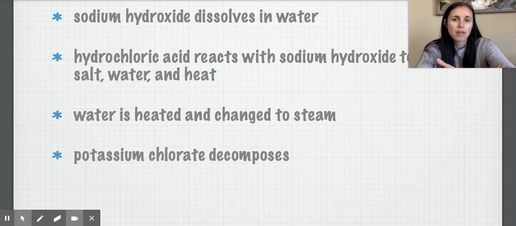This is an example of a state change. So we've got our liquid water being changed to a gas, steam. That's an example of a state change. State changes are always physical changes.